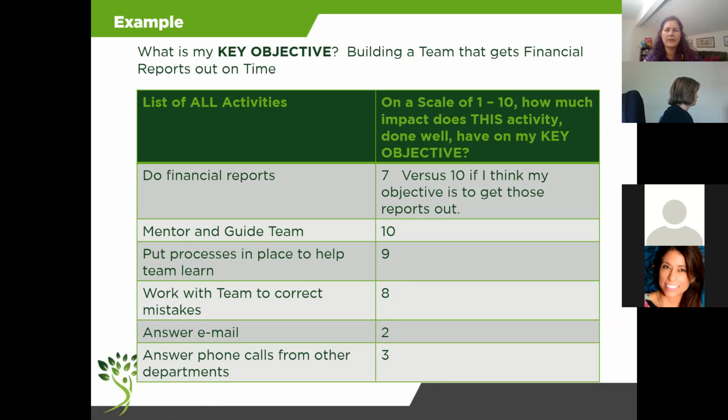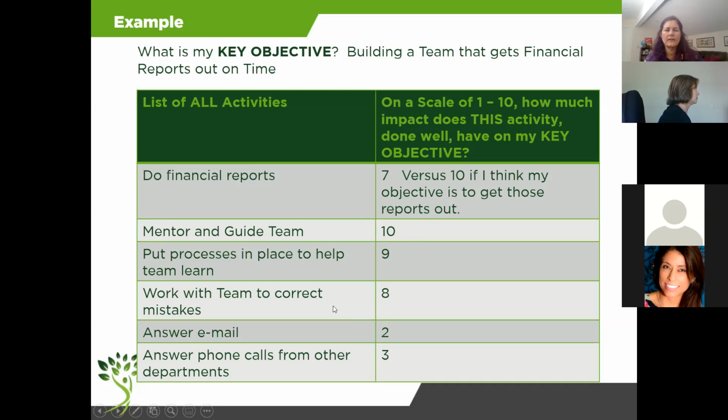impacts the key objective. And what we discussed is if her key objective is to get the financial reports out on time, then doing the financial reports themselves gets a 10. But if her key objective is building a team that gets financial results on time, then that goes down to a 7, and mentoring and guiding her team goes up to a 10.